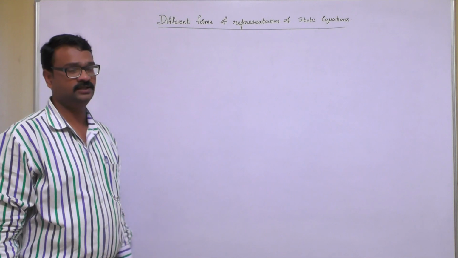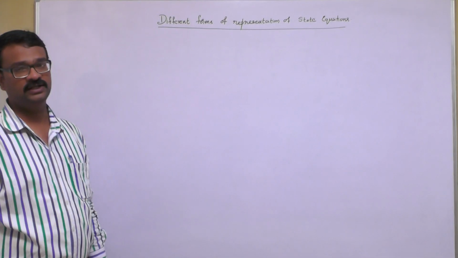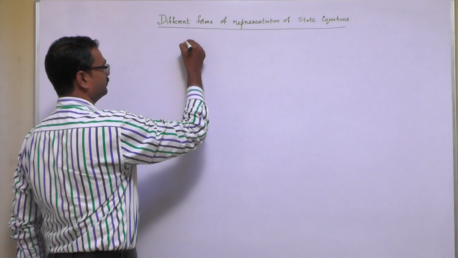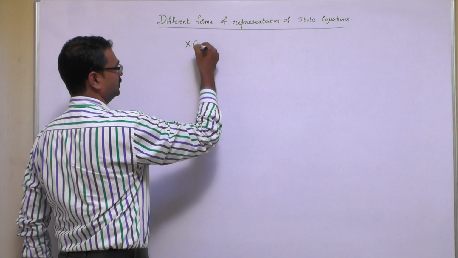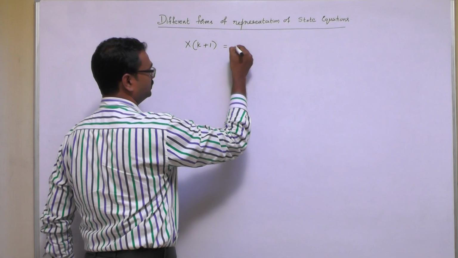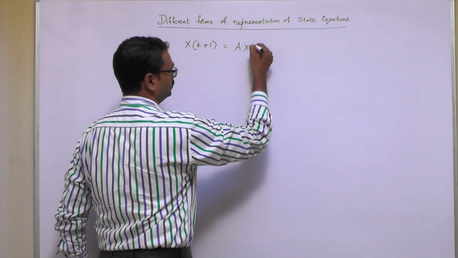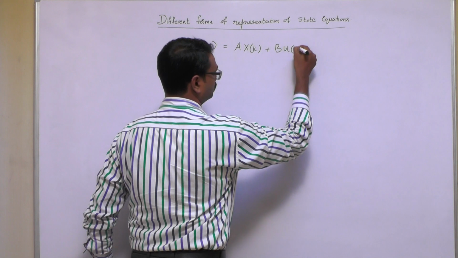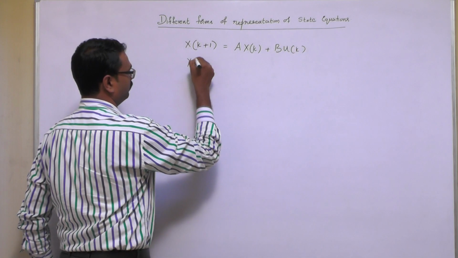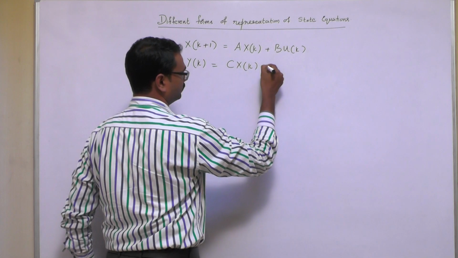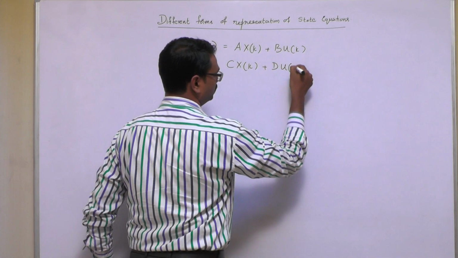Now we will discuss different forms of representation of state equations and discrete time systems. Now our difference equations in the state space analysis are x of k plus 1 is equal to A into x of k plus B into u of k, and y of k is equal to C into x of k plus D into u of k.